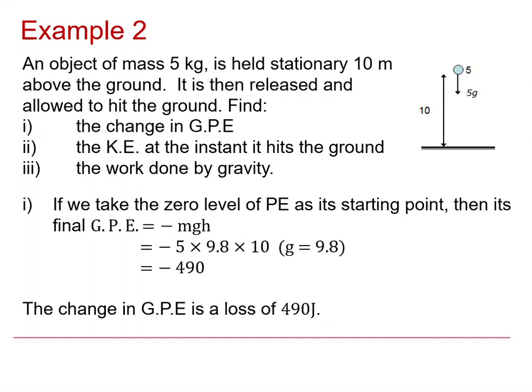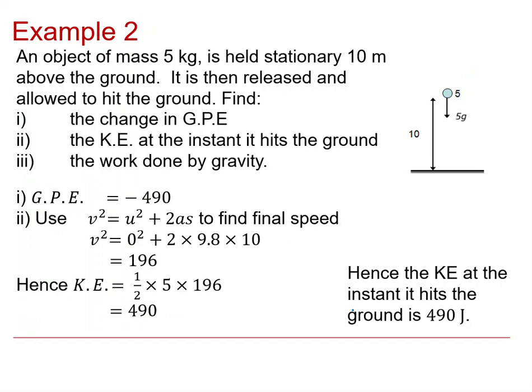Now the next part is to ask the kinetic energy at the instant it hits the ground. We're not going to do anything sophisticated here, thinking in terms of one kind of energy leading to another. We're just going to do a simple particle calculation with the Suvat equations. So here for Suvat we've got u equals 0, that's a u, v is what we're trying to find out, and the distance fallen is minus 10, and the acceleration will be just g, which is 9.8.